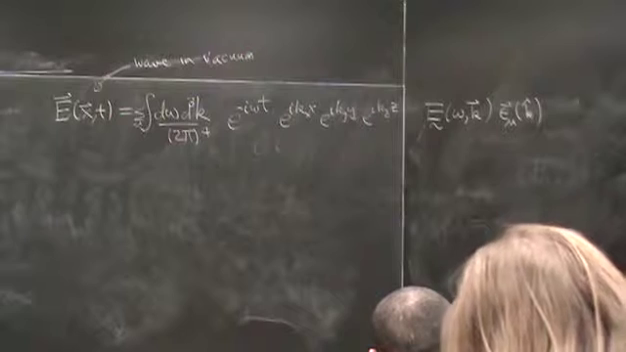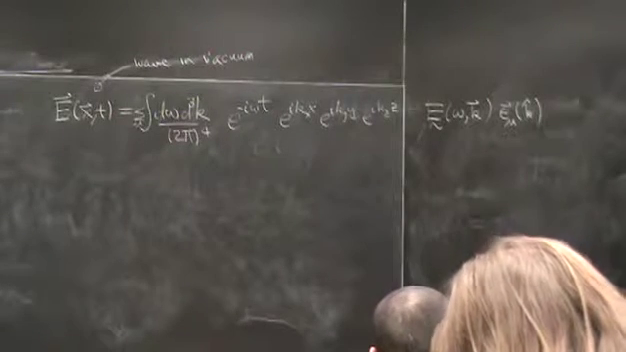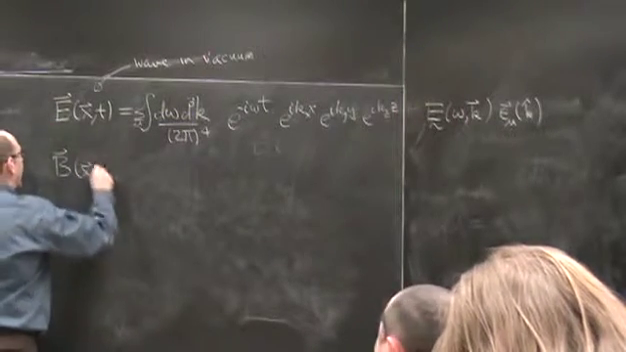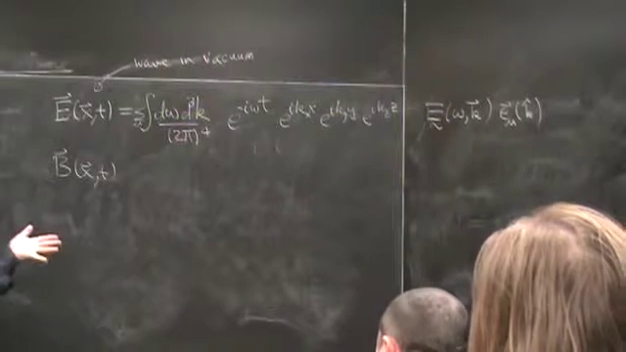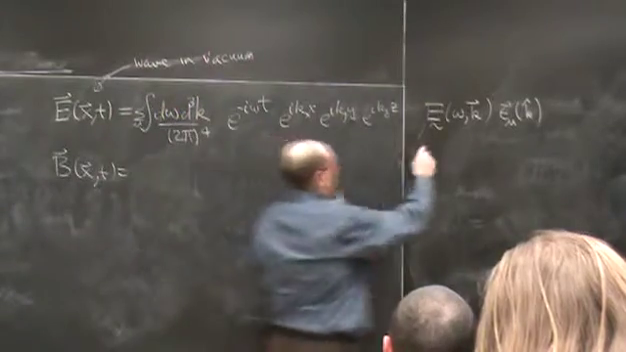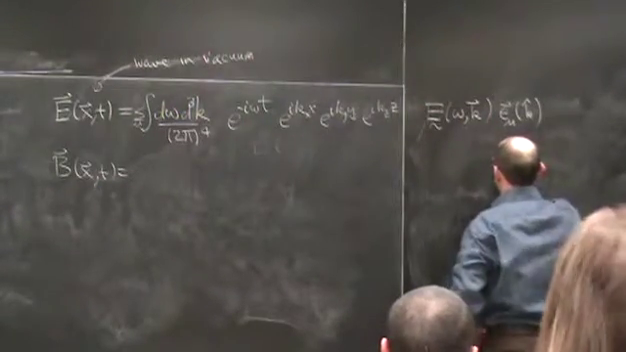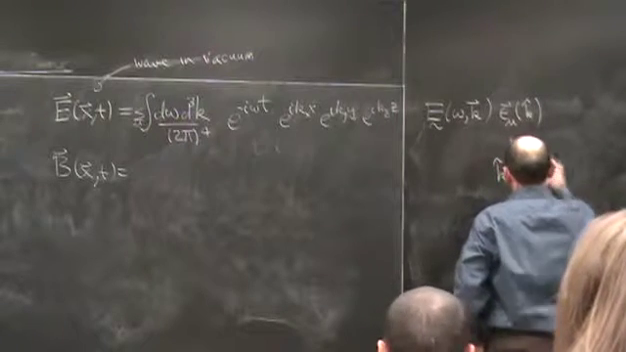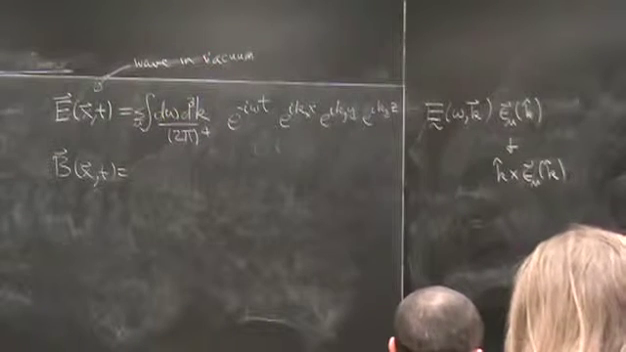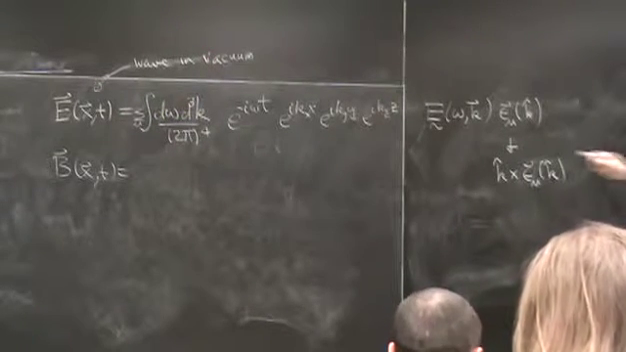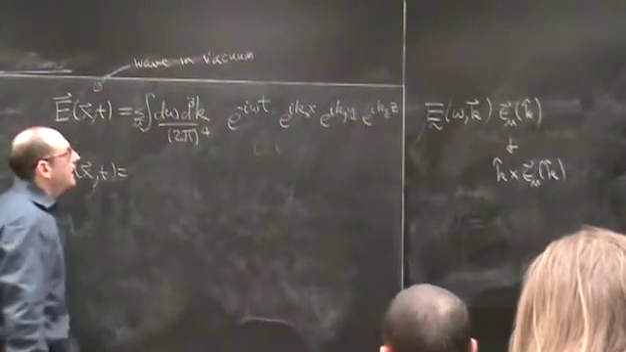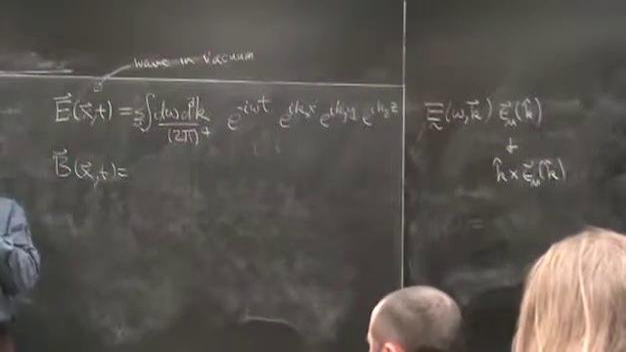That's what we got. So there it is, and of course B: once I have E in free space, I get B. E and B are constrained by Maxwell's equations. They're not independent. So it's the same thing, except it's got exactly the same amplitude, but the direction is the opposite. It's the perpendicular thing. So everything else is exactly the same. It's the same function here. And that's it.